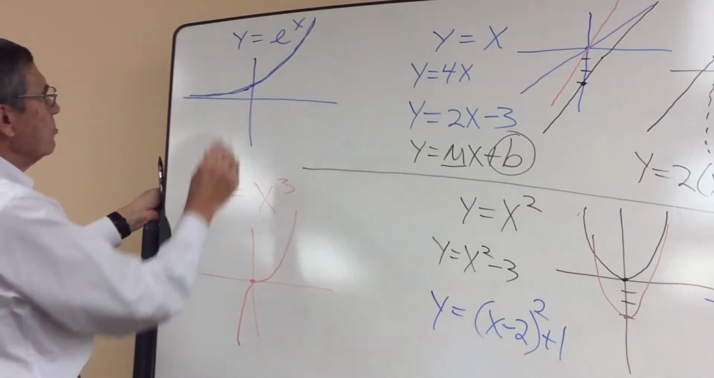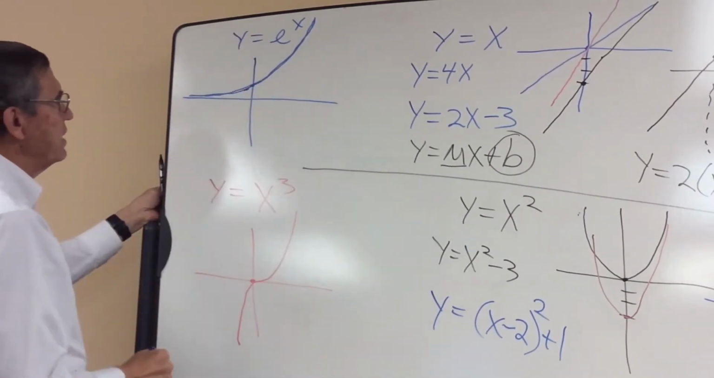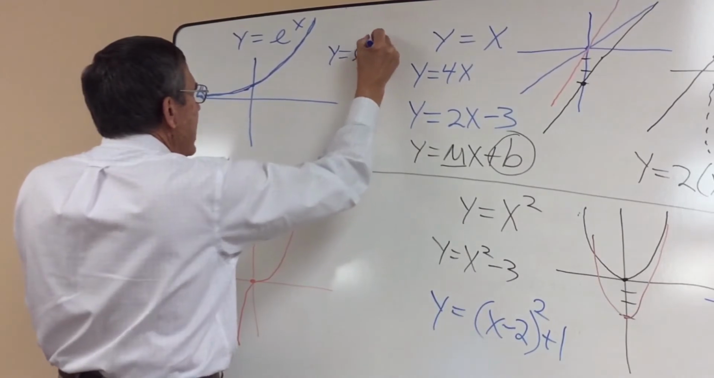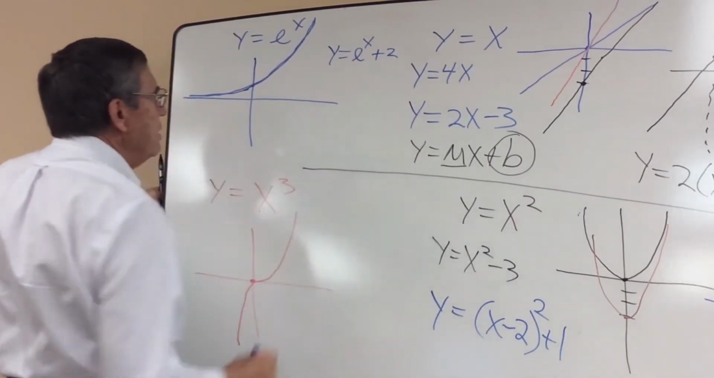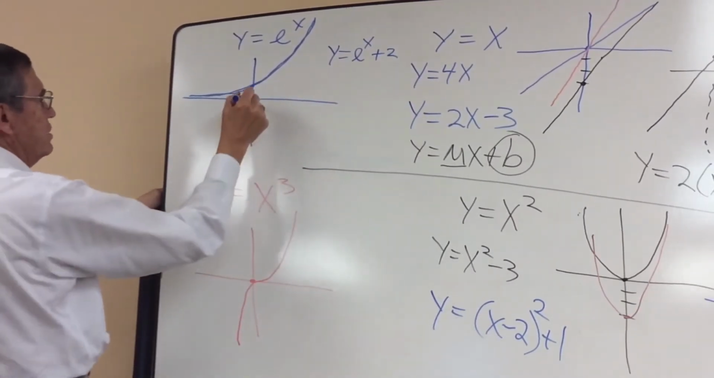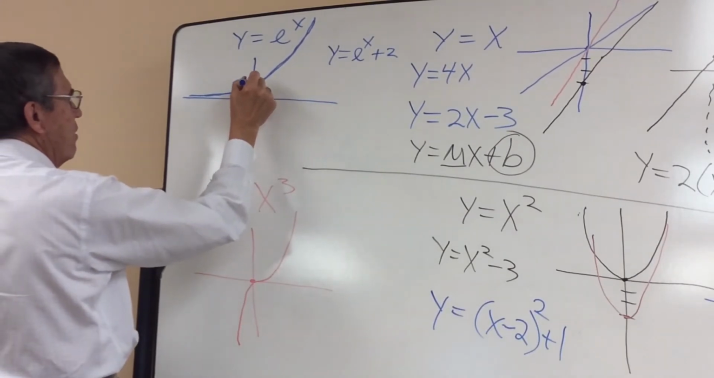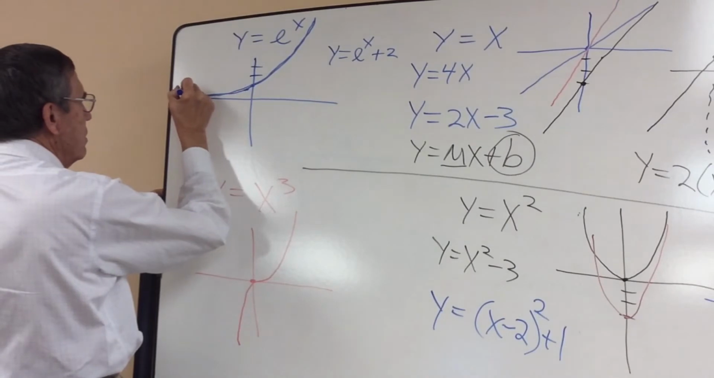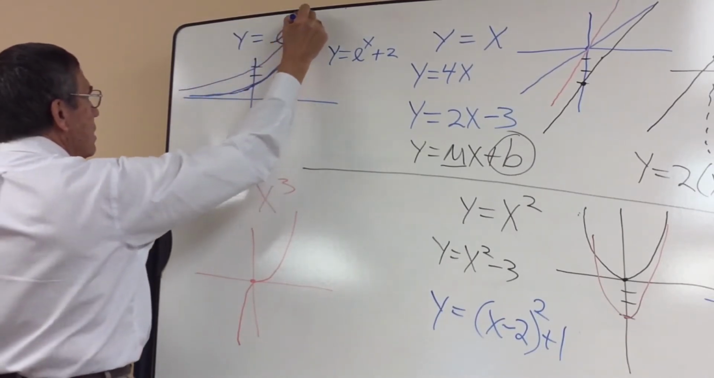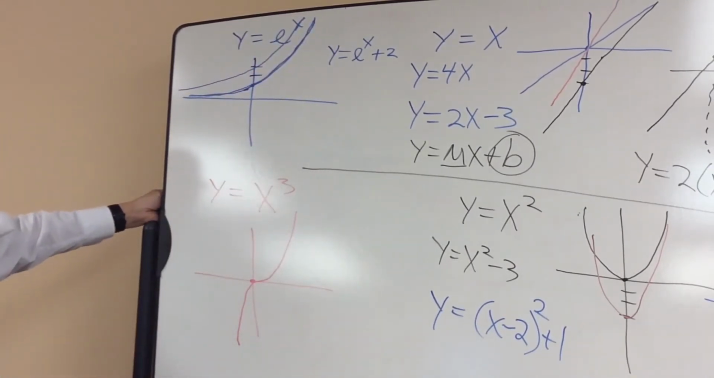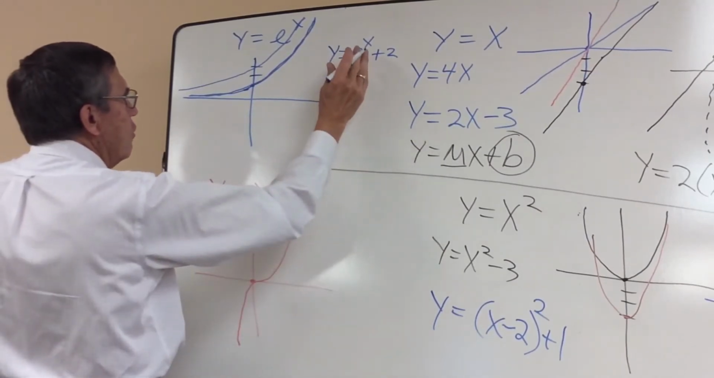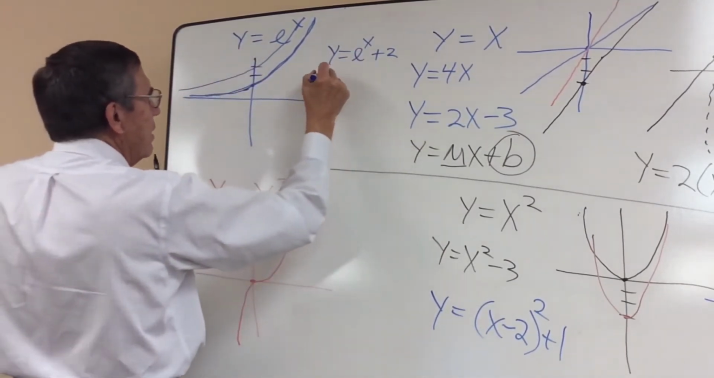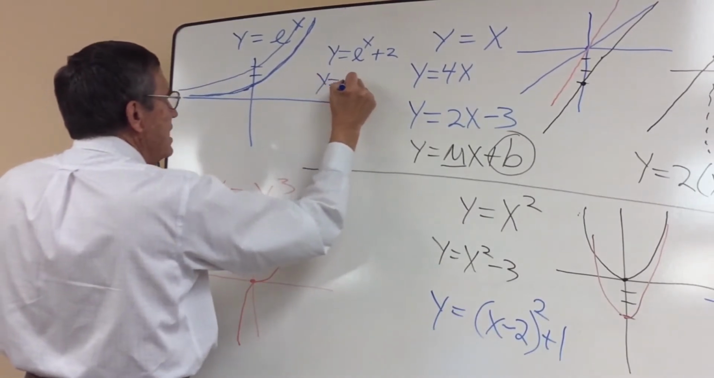All right? Now we can move this around the same way. What if we had y equals e to the x plus 2? That would just say, well, instead of being here at 1, we're going to go up 2 units from there, and so it's just going to go through y equals 3, okay?